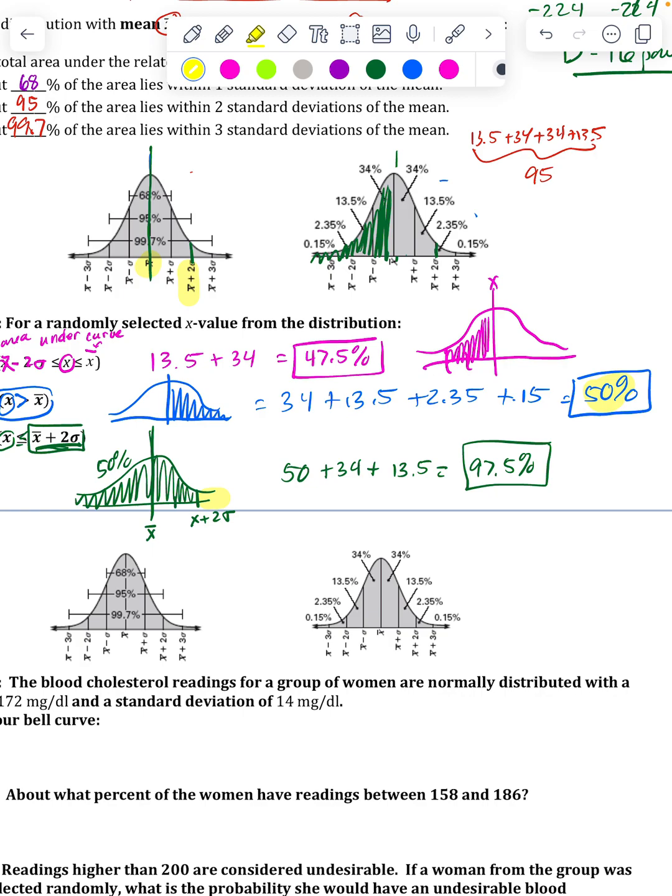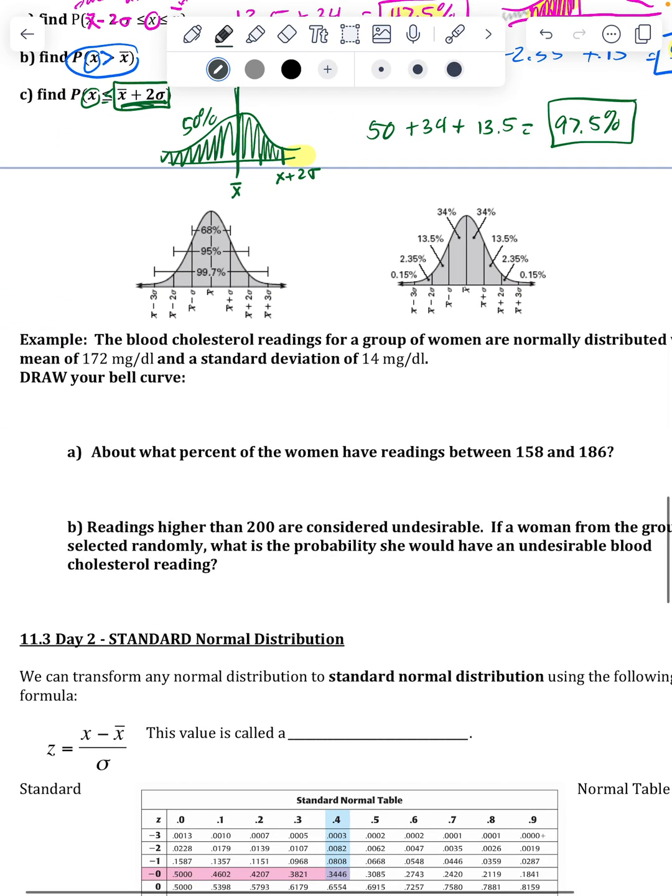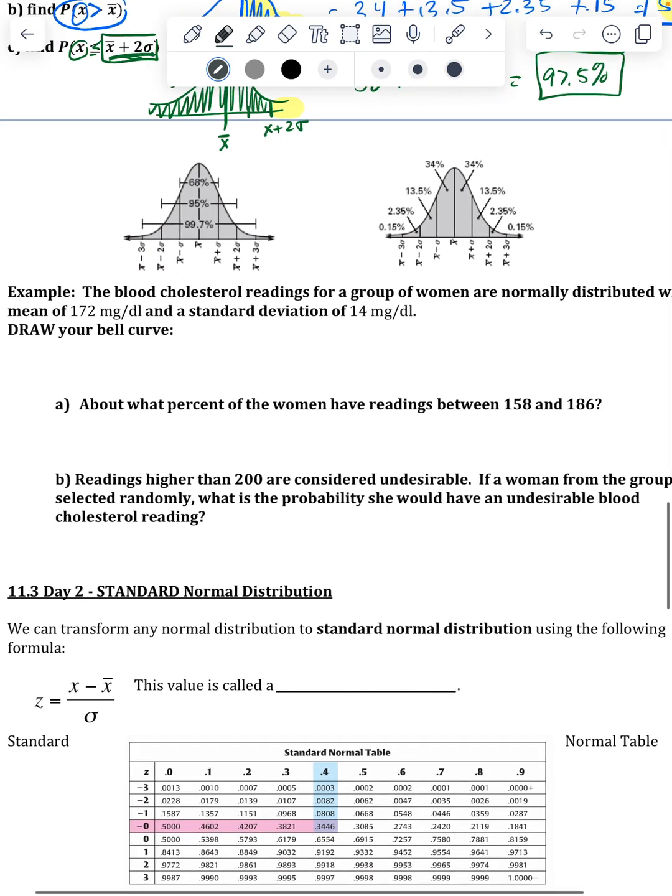Like 50% makes sense because half of it's colored in. 47.5% makes sense because almost half is colored in. This little part over here is not. Okay, so these are just repeated so you have one to look at.